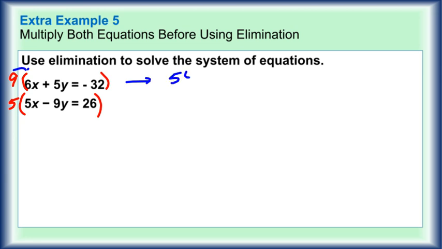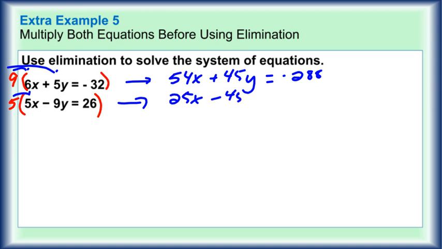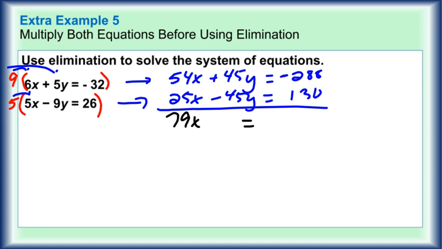If I distribute, this gives me 54x plus 45y. And negative 32 times 9 gives us negative 288. Distribute the 5 here, we get 25x minus 45y equaling 26 times 5 gives us 130. Add straight down, and we get 79x equaling negative 288 plus 130 gives us a negative 158. Divide by 79. X would equal negative 2.